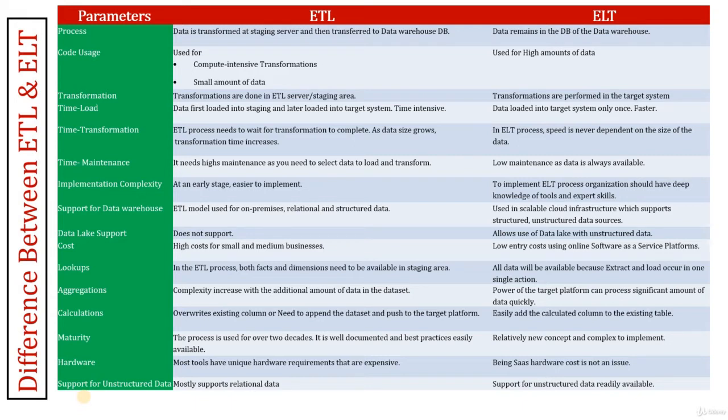The next parameter is implementation complexity. At an early stage, ETL is easier to implement, as the process is broken into three different stages. But to implement the ELT process, the organization should have deep knowledge of tools and expert skills. How? Because the target tables have to handle all the transformation, the programs and the coding have to be written at such a level that it wouldn't affect the performance of the reporting.